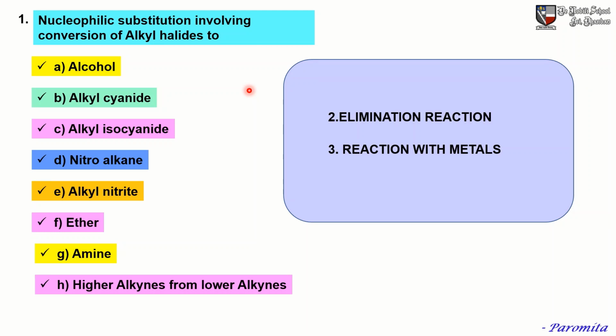So we have completed our discussion of the first type of reaction of alkyl halides, that is nucleophilic substitution reactions. So we have used these nucleophilic substitution reactions of alkyl halides for the conversion of alkyl halides to alcohol, alkyl cyanide, alkyl isocyanide, nitroalkane, alkyl nitrite, ether, amine, and synthesis of higher alkynes from lower alkynes.